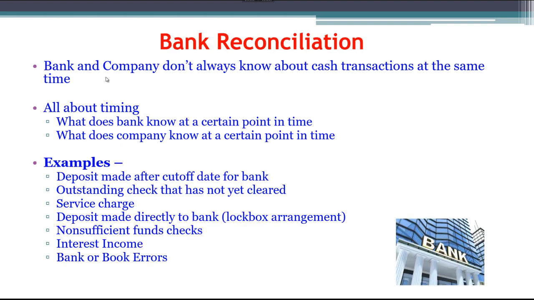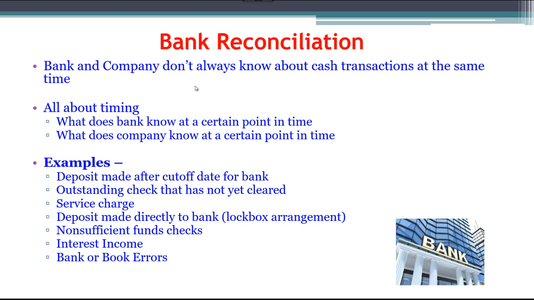So the bank reconciliation, the thing about this, the reason it's so important is that neither the bank or the company always know about exactly the same information. They don't always know everything about the cash transactions at that same time. And again, it is all about timing, basically. What does the bank know at that time? What does the company know at a certain point in time? And it's going to be different. So the reason it's different is you have certain things like a deposit that was made after the cutoff date for the bank.